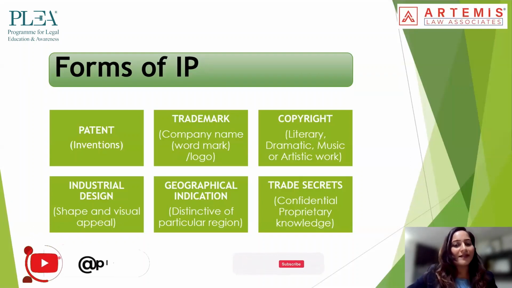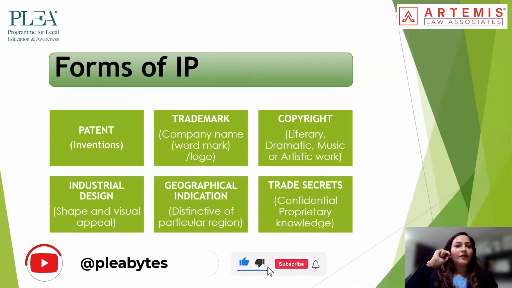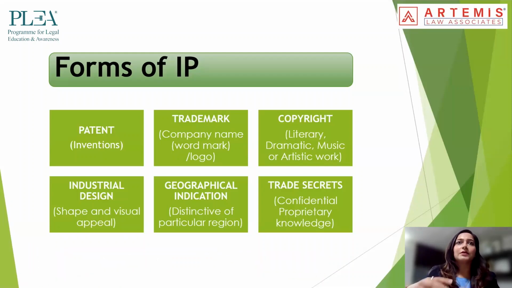Geographical indication is distinctive of a particular region. Like for example, Kolhapuri chappals. Everybody is aware about Kolhapuri chappal. Because it is originating from a certain region, the artisans of that particular region have a certain kind of expertise to produce that product. And that's why geographical indication is only oriented to a particular region.